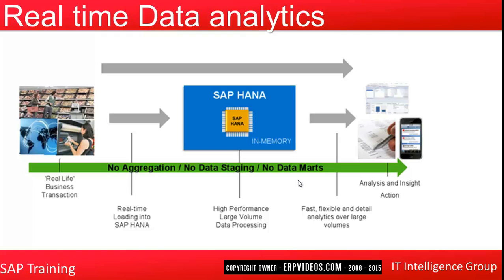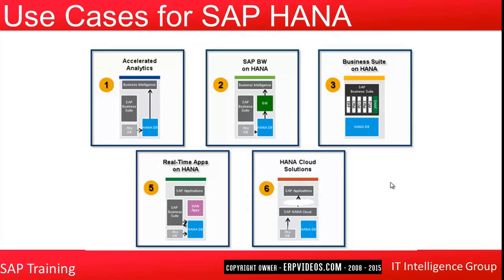So you are getting real-time loading into HANA. You are getting high-performance, large-volume data processing in memory. Then you get fast, flexible and detailed analytics over large volumes, and that's how you see the analysis and insight action pretty fast. Now let's see the different use cases for HANA.